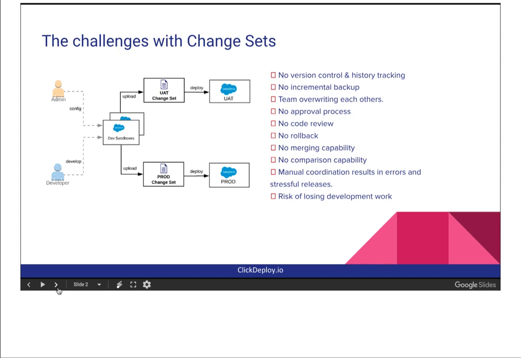This process can work for a very small team, but as the team grows, they would quickly run into a number of problems including lack of version control, no incremental backup, team members overwrite each other, no approval process, no code review, no rollback, no merging capability, no comparison capability. Manual coordination results in errors and stressful releases, as well as the risk of losing development work.